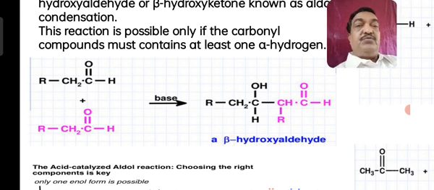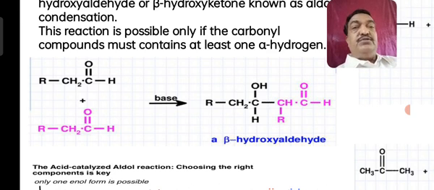So here you may ask, what is alpha hydrogen? RCH2 C double bond O H. This is the first carbon, and CH2 contains two hydrogens, and these two hydrogens are on the alpha carbon. Therefore, one has to remember that there should be hydrogen atoms present on the alpha carbon. If it contains three different alkyl groups, then aldol condensation is not possible.